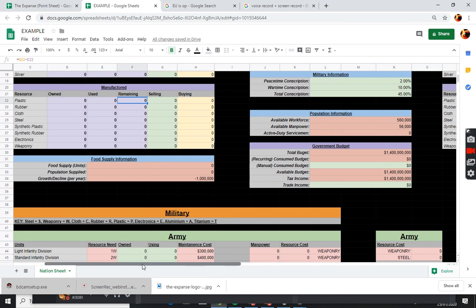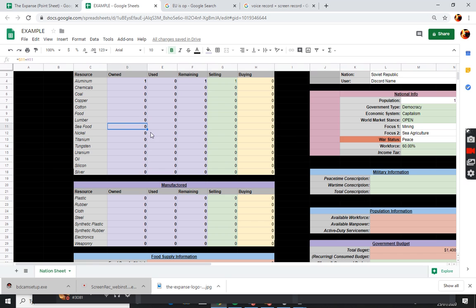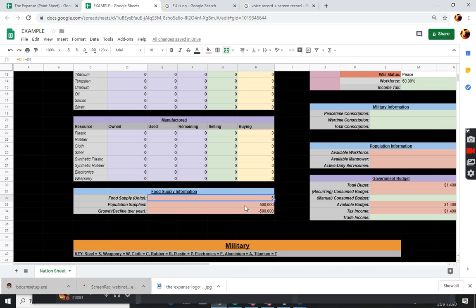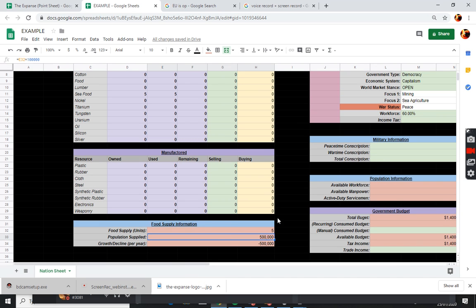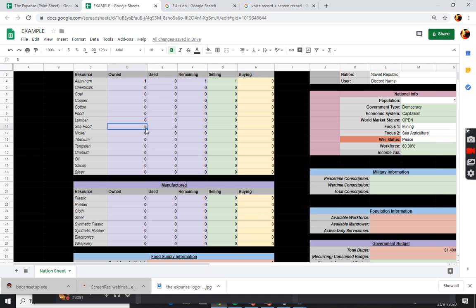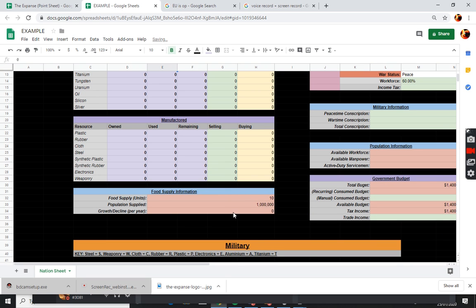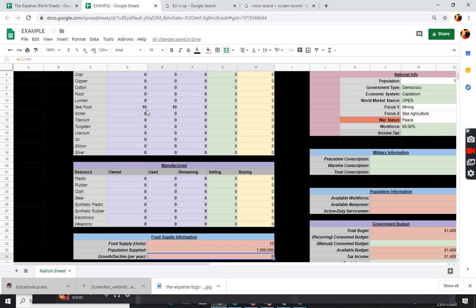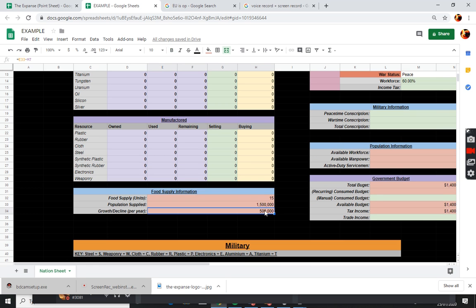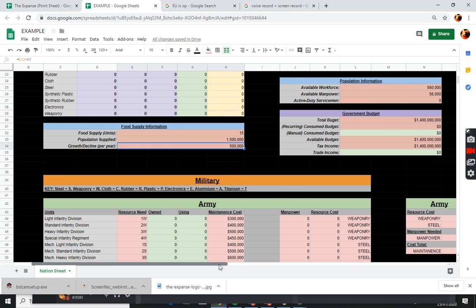Okay, food supply. Let's say we have 5 units of seafood, and we're going to use 5 of them. So we have 0 remaining. Each unit of food supplies 100,000 population. So let's say you have a million. We'd need 10 to supply a million each year. So it remains constant, but let's say you have additional. So let's say we have 5 more units, you would grow by 500,000 a year.